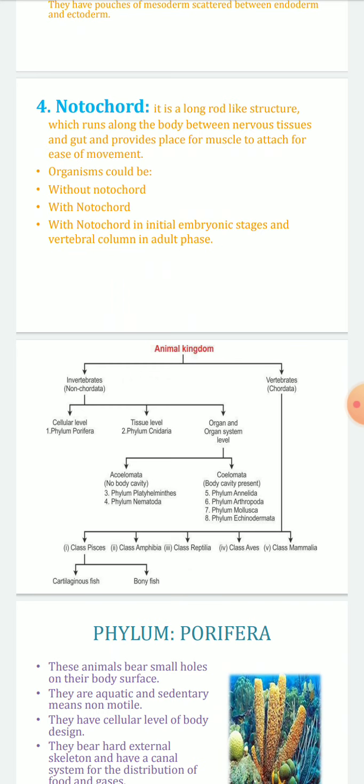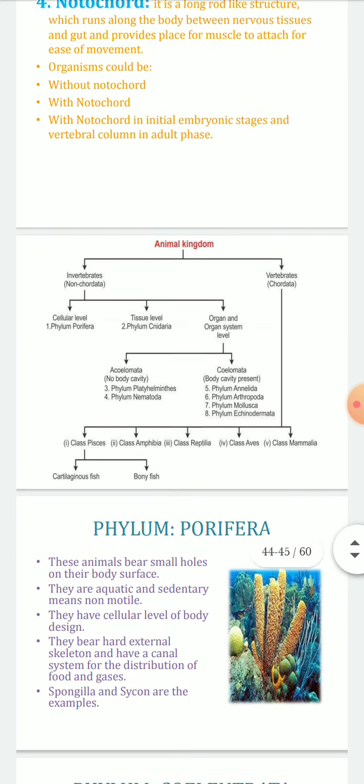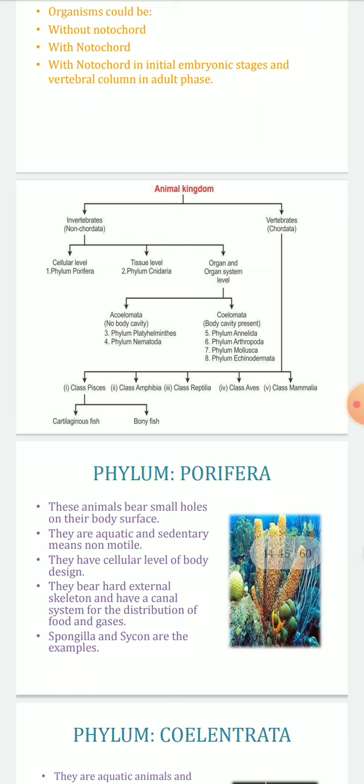The animal kingdom is divided into invertebrates and vertebrates, and then invertebrates are further divided, and then the organ system is further divided. So in the next class we will study about phylum Porifera.